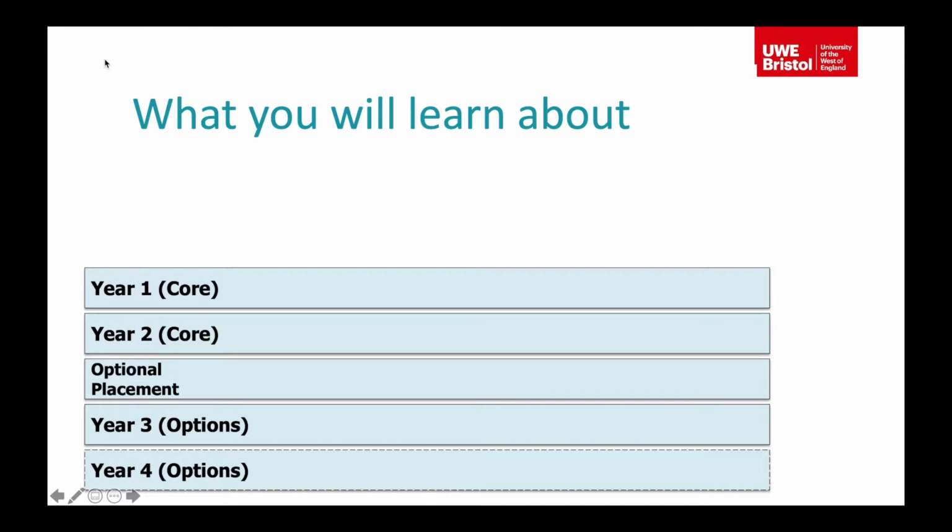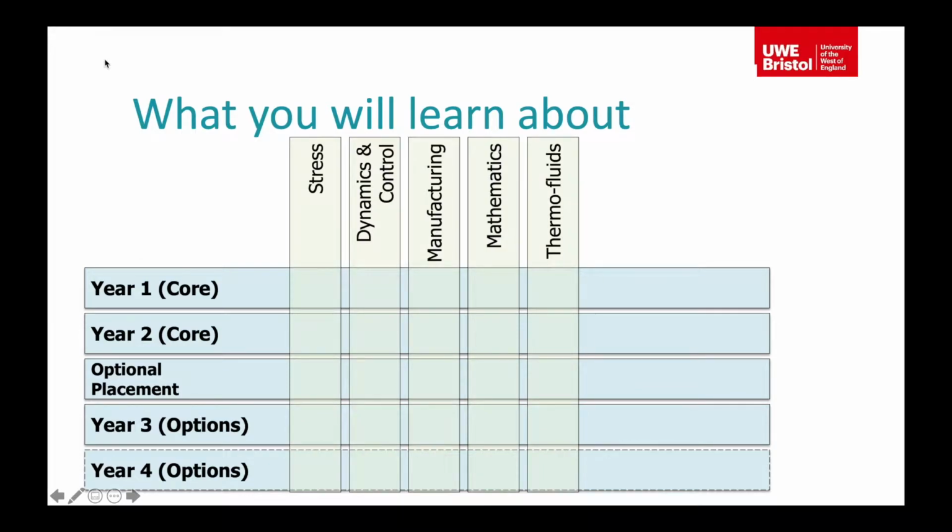So what we learn about in this program, like I said, the program is essentially based on mechanical engineering, but with automotive specific topics. So year 1 and year 2 are actually common with mechanical engineering, and then obviously you specialise in year 3 and year 4. And so there are these fundamental engineering science topics of stress, dynamics and control, manufacturing, mathematics and thermofluids that thread throughout the program. In all 4 years there'll be a topic around one of these things, and you'll be covering all these fundamental principles.